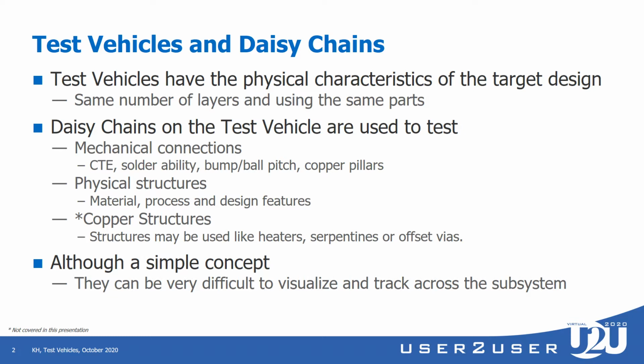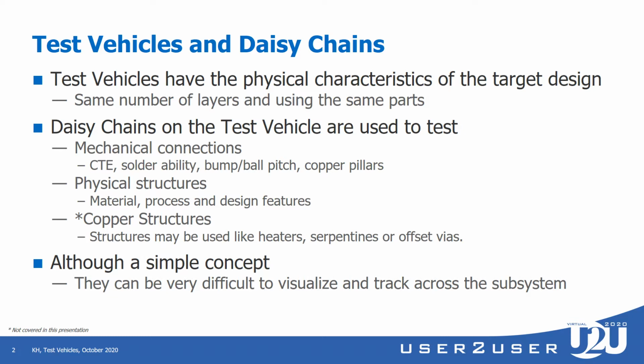You can also test physical structures like differences in materials or processes and design features, or copper structures like heaters, serpentines, offset vias in your package design. So you're pushing the manufacturing, seeing, can they do this? Can they do it reliably? So you're making a test vehicle that's easy to test. So you don't have to test something running with an operating system. You're testing it with the daisy chain and specifically testing for these features.